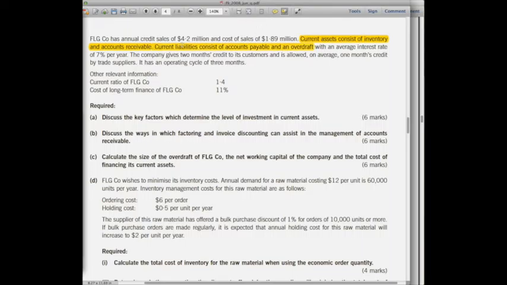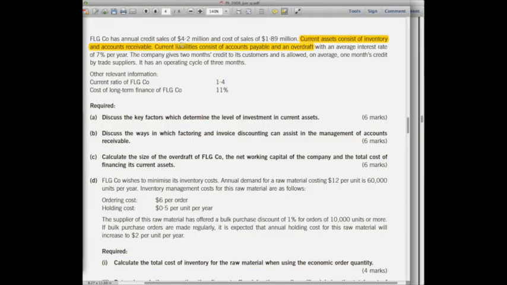Tell me normally, what can fall under current assets of an organization? Inventories, receivable, bank, prepayments. But in this case, as far as this company is concerned, their current asset include only two items: inventory and receivables. Similarly, current liabilities consist only two items: accounts payable and overdraft. Have you got that point? Overdraft with an average rate of 7% per year. So this is the finance cost, looks like.